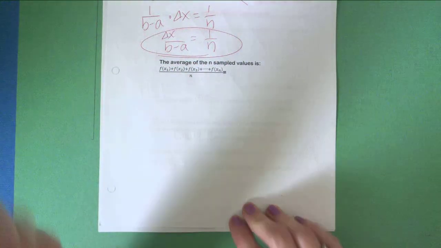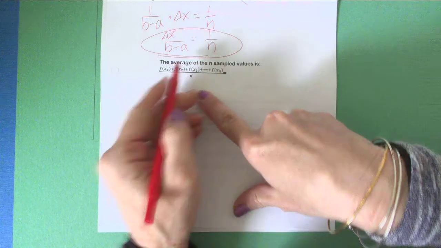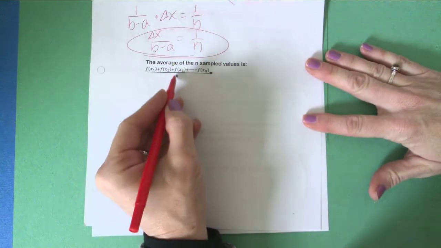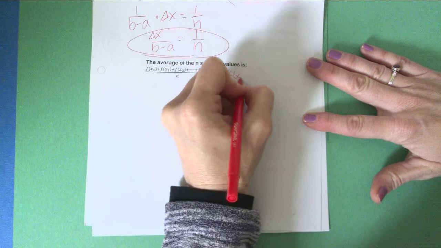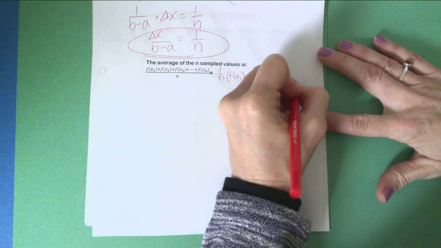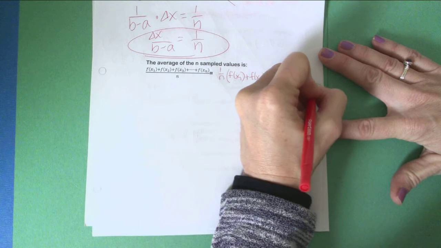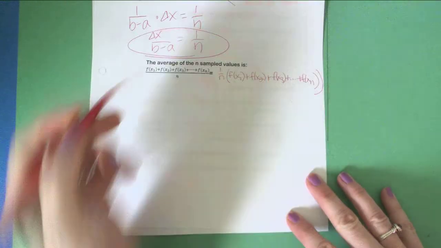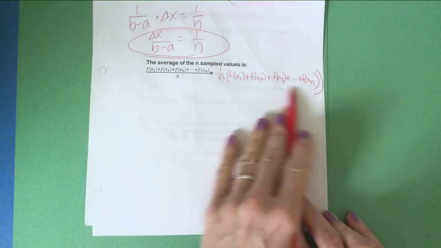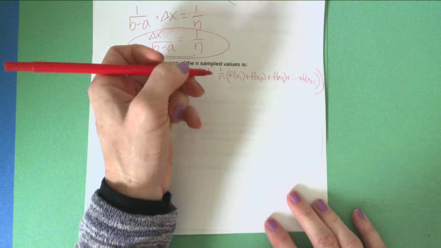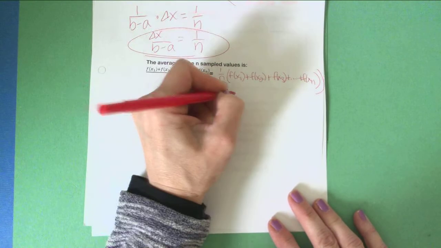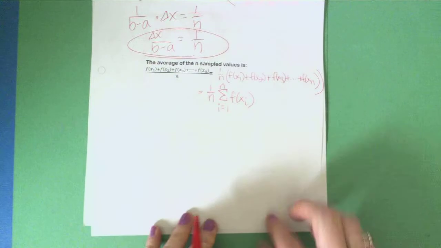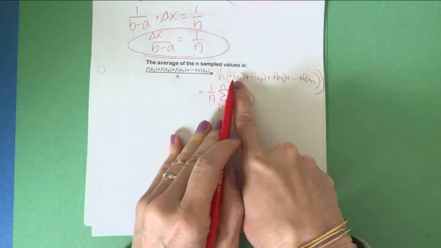If I rewrite this, this n on the bottom I could write as 1 over n times this sum, f of x sub 1 plus f of x sub 2 plus f of x sub 3 dot dot dot plus f of x sub n. Okay, see the summation going on there? So now I have 1 over n times the sum from i equals 1 to n of f of x sub i. And we know this notation from Riemann. So I'm just shortening the summation up with my sigma notation.